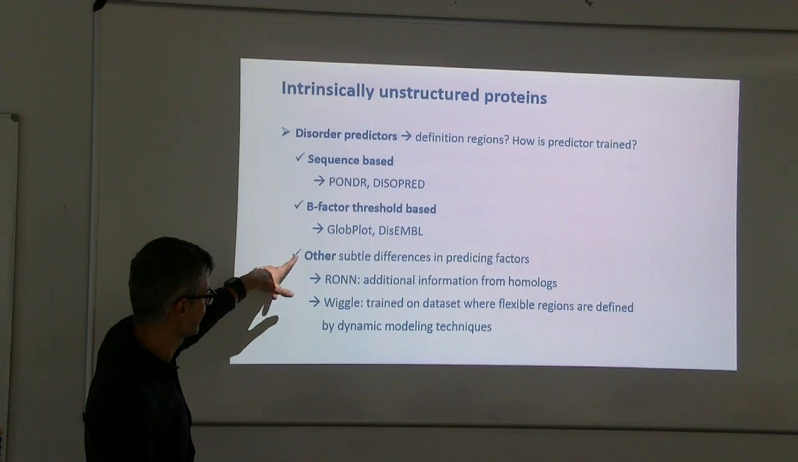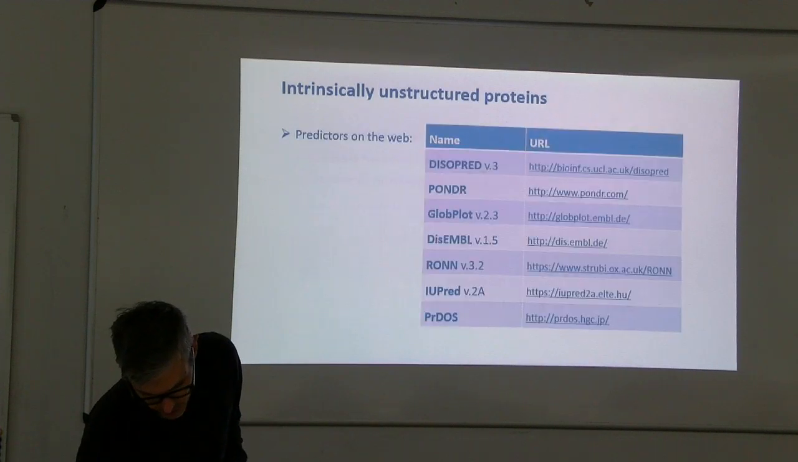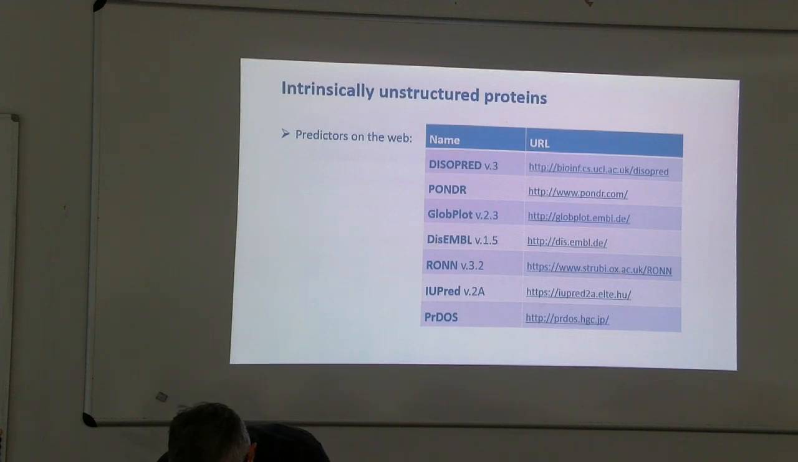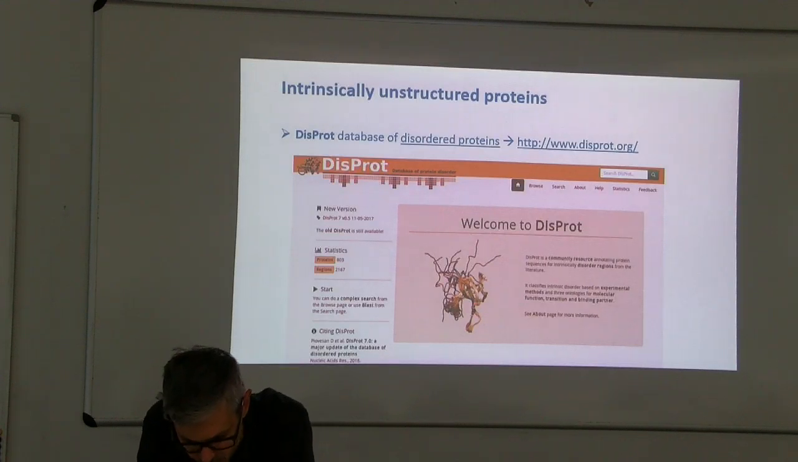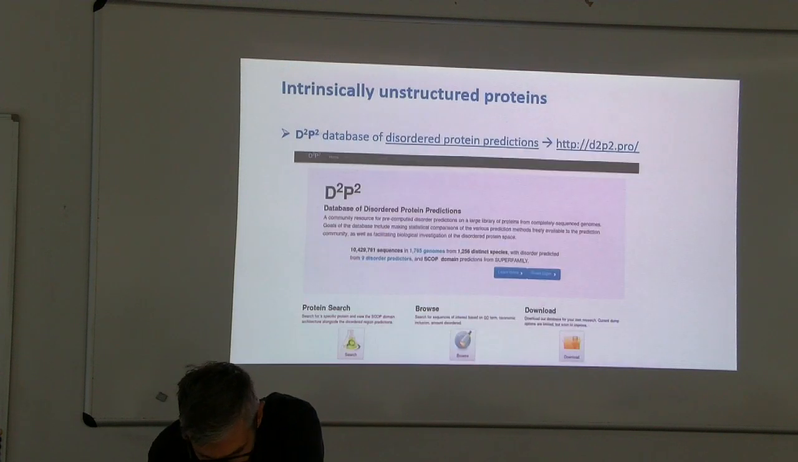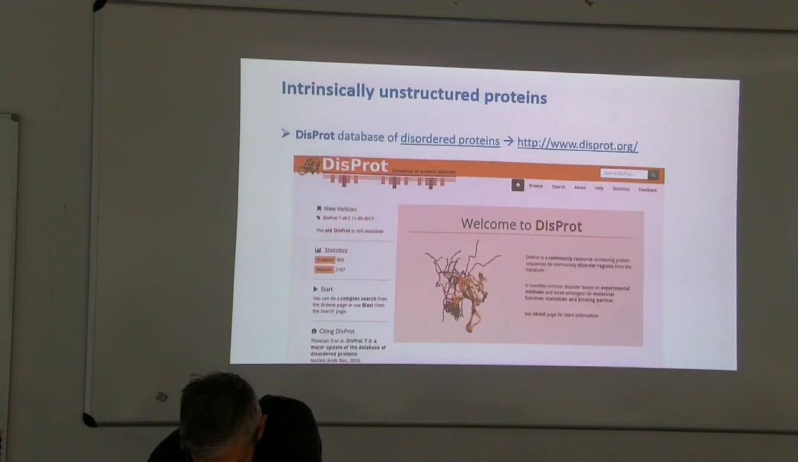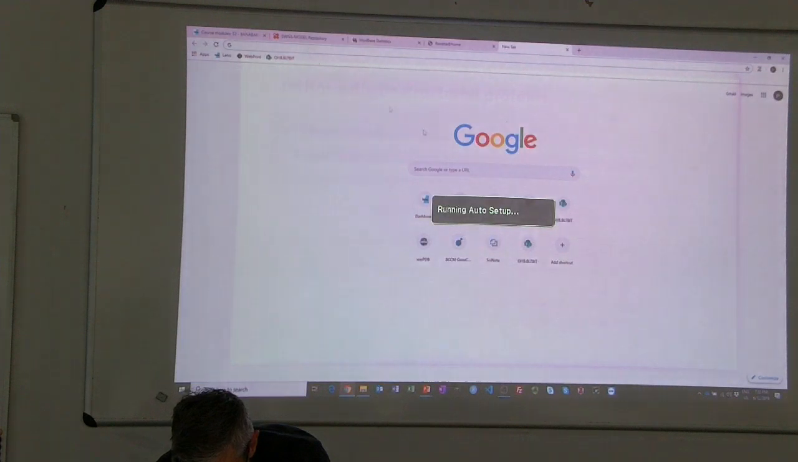Other tools with subtle differences in predicting factors that you can use are RONN and Wiggle, and I will show you an example in a minute. These are the websites where you can find them. Maybe I will try GlobPlot and Dismemb. There is also a database of disordered proteins where you can find information: DisProt is one database and another database is D2P2. So not R2D2 but D2P2. I think P53 is a nice example to illustrate that.